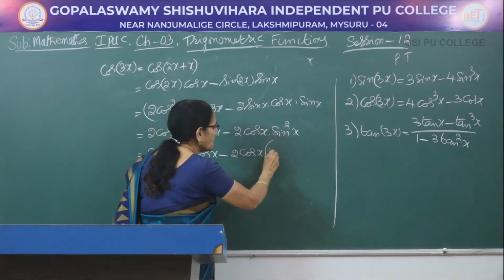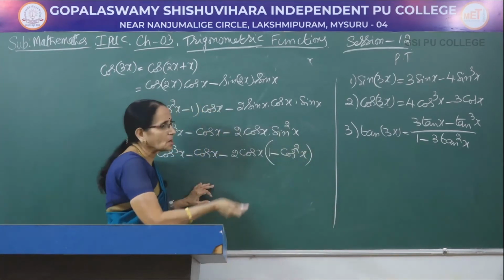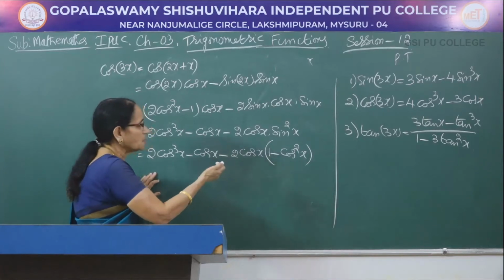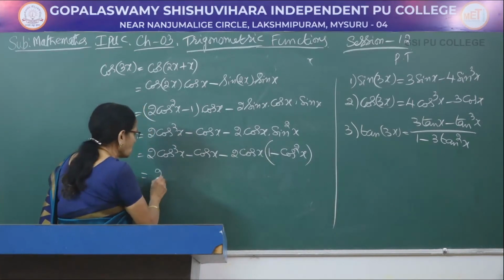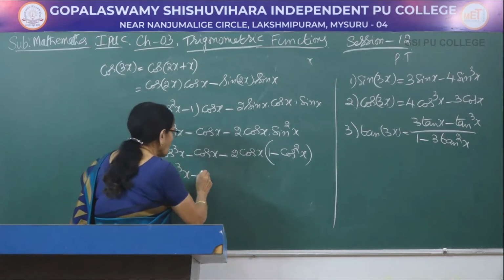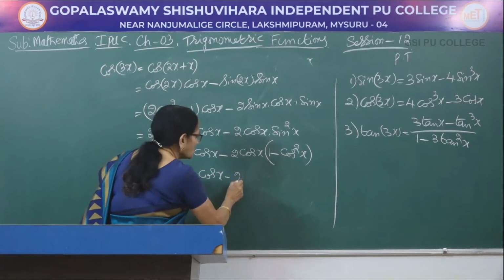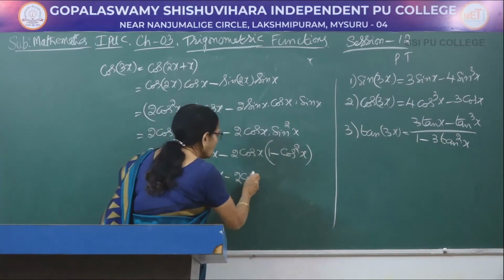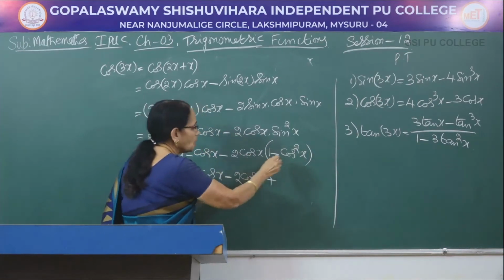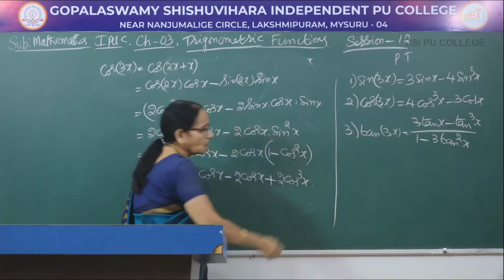Use the basic identity. Write it as 1 minus cos square x. In the previous one we wrote cos square as 1 minus sin square. I am writing sin square as 1 minus cos square. Now finally remove the brackets. 2 cos cube x minus cos x minus 2 into cos x into 1, that is minus 2 cos x, minus of minus plus 2 cos x into cos square x, it becomes 2 times cos cube x.